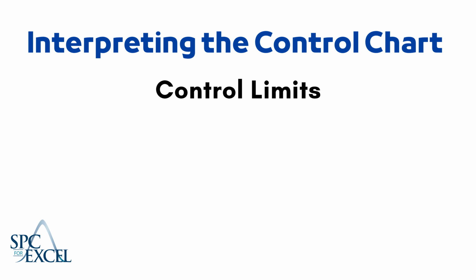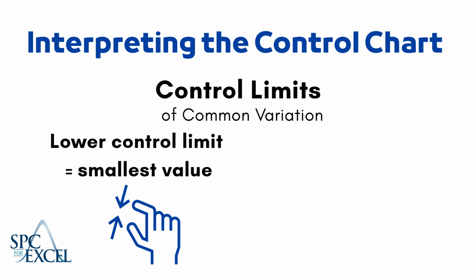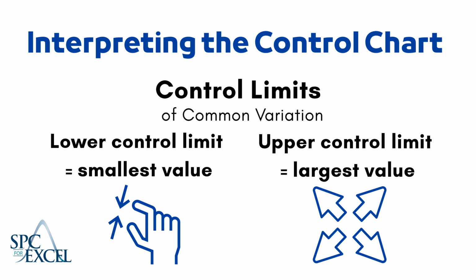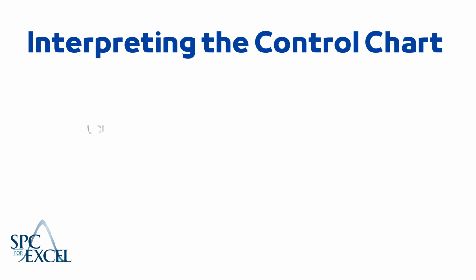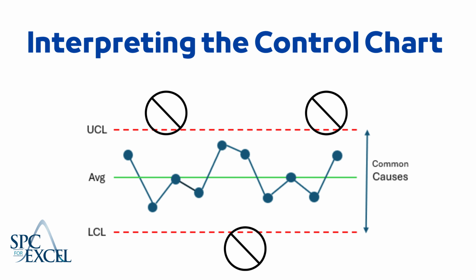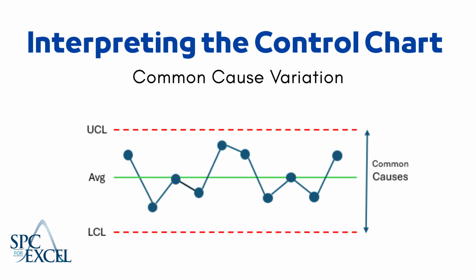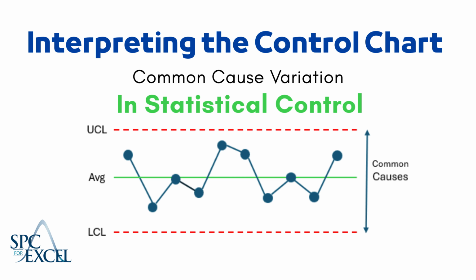Control limits are also plotted on the chart. If your process only has common variation present, then the lower control limit is the smallest value you can expect from your process, while the upper control limit is the largest value. If there are no points beyond the control limits and no patterns, then the process only has common cause of variation present, and the process is in statistical control.